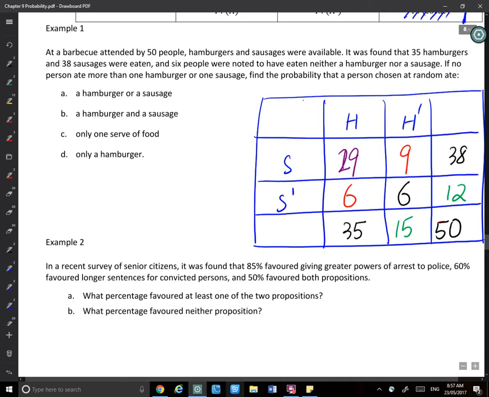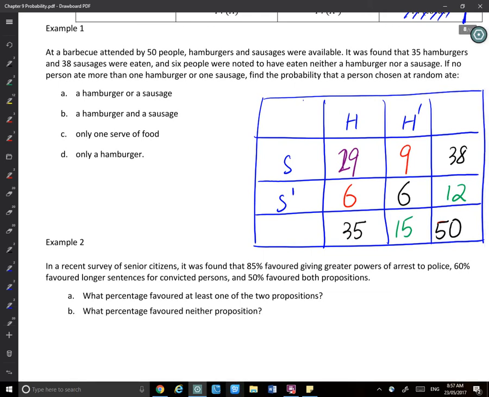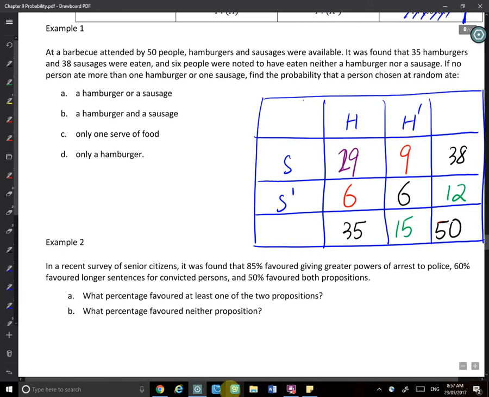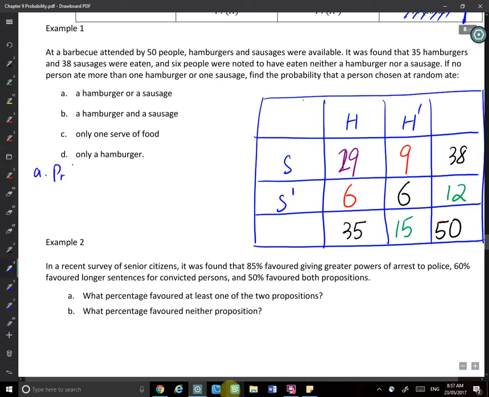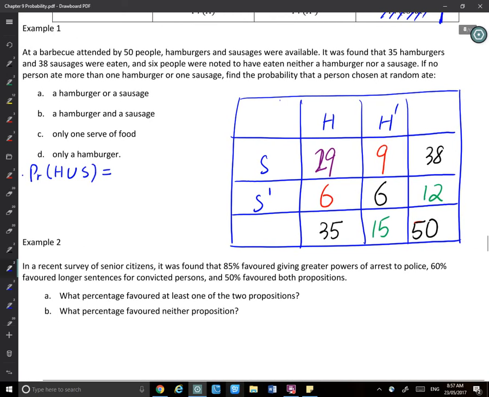Let's have a look at A. A hamburger or a sausage, but it doesn't mention not having both. So for A, it is the probability of hamburger union sausages. A hamburger and a sausage, or both. So 3 situations: 1 hamburger, 1 sausage, or 1 hamburger and a sausage.